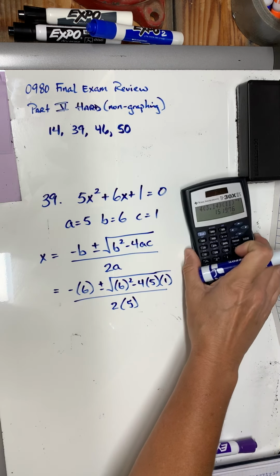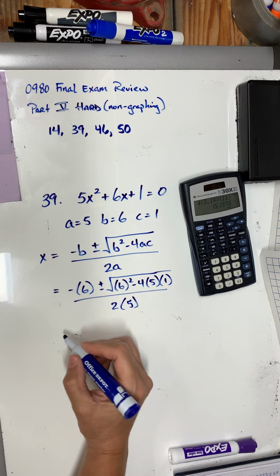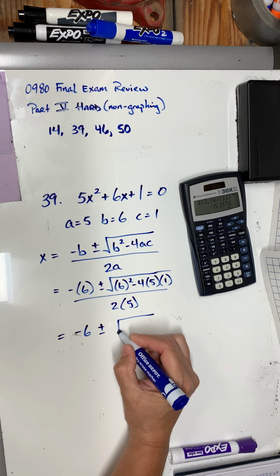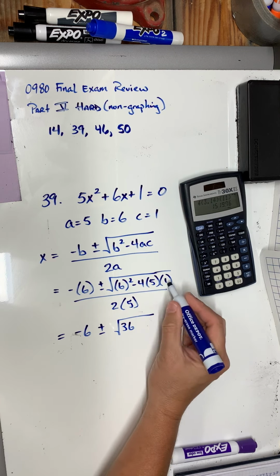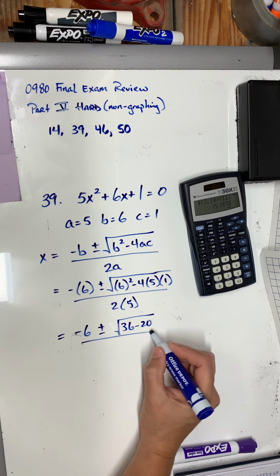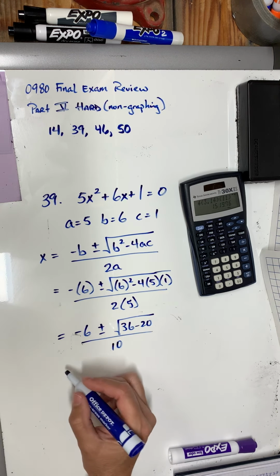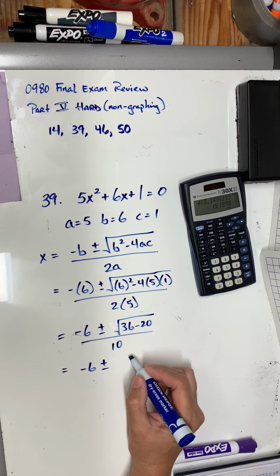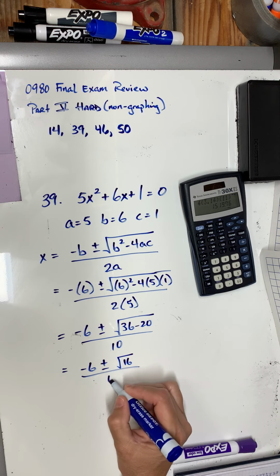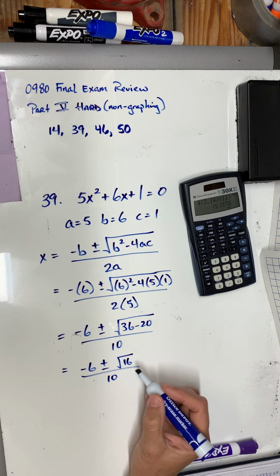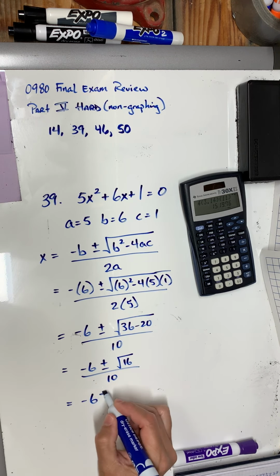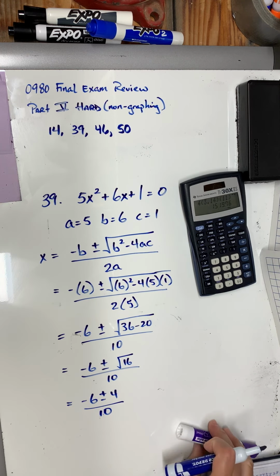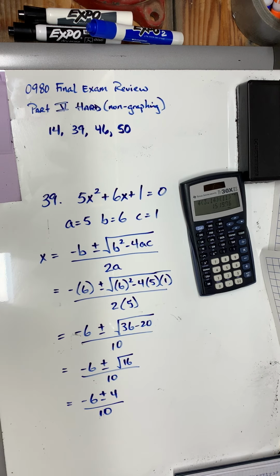And then I would just start on the inside here. So that's a negative 6 plus or minus 6 squared is 36 minus 20, all over 2 times 5 is 10. So negative 6 plus or minus 36 minus 20 is 16. That's nice because that's a perfect root. Square root of 16 is 4. If you didn't know that, you could put it on your calculator. Okay, and this plus or minus means we have 2 different answers.